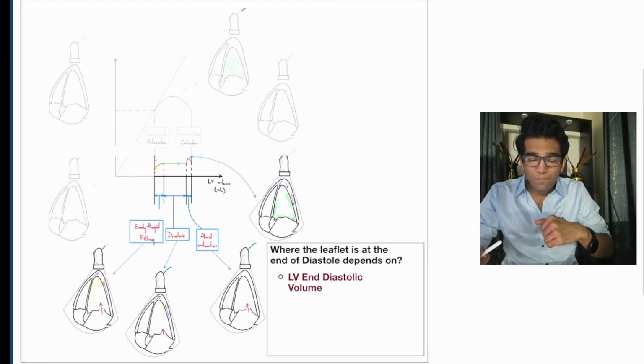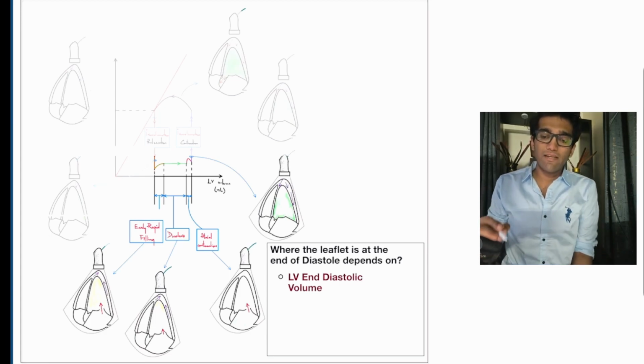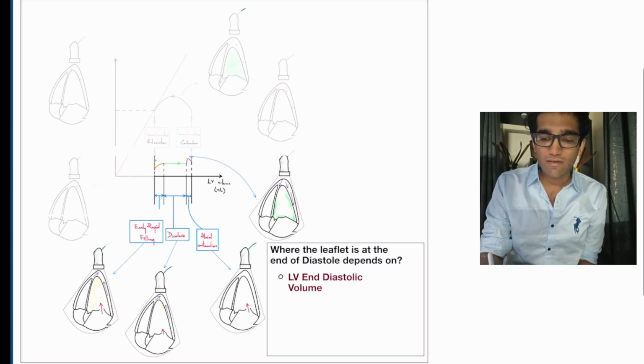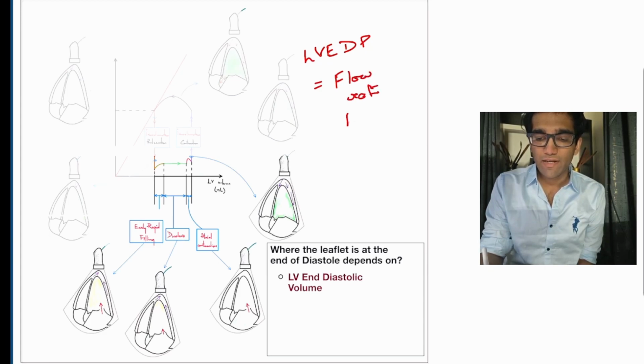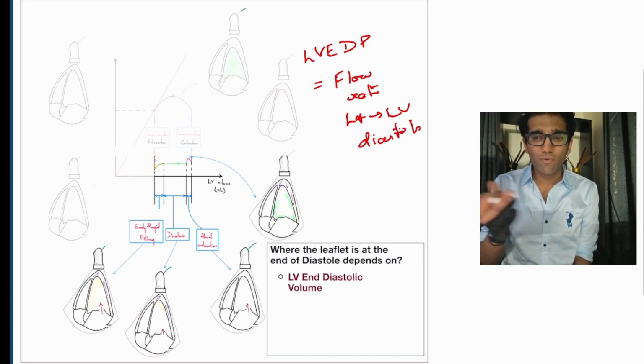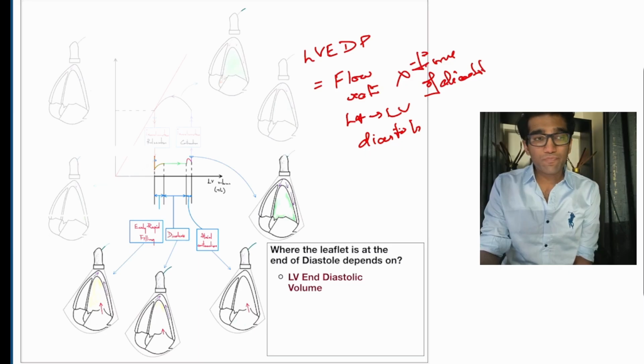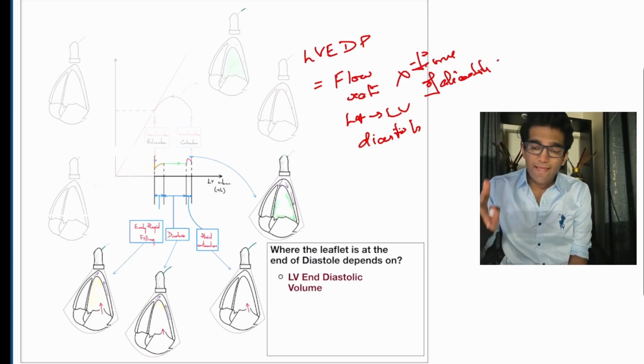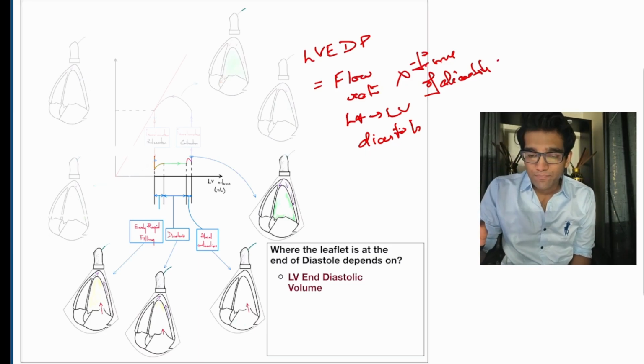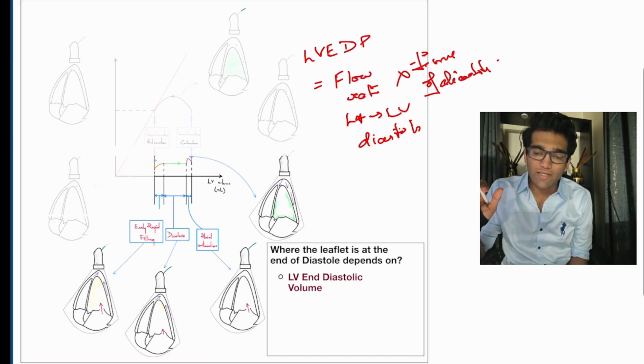Okay, now see, end diastolic LV volume is actually what? It is equal to the flow rate between the left atrium and the left ventricle during diastole. Okay, and flow rate is just delta volume, that is change in volume over time, times the time, that is the total duration of diastole. Okay, so naturally this would mean what? This would mean that if the flow rate is high, okay, then LV end diastolic volume would increase.